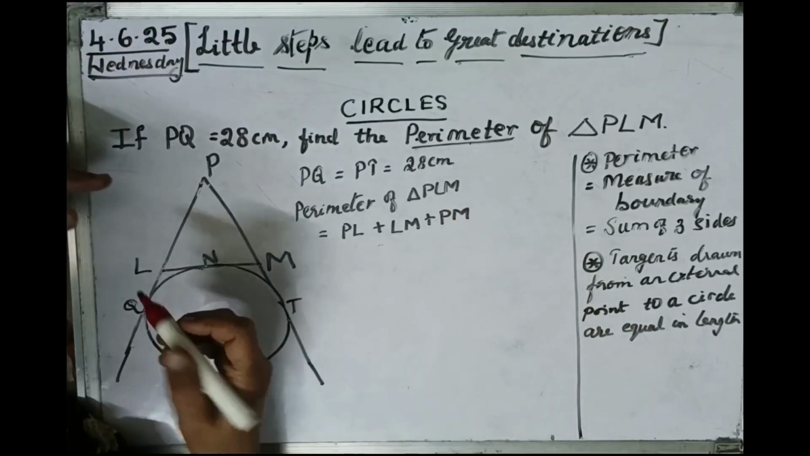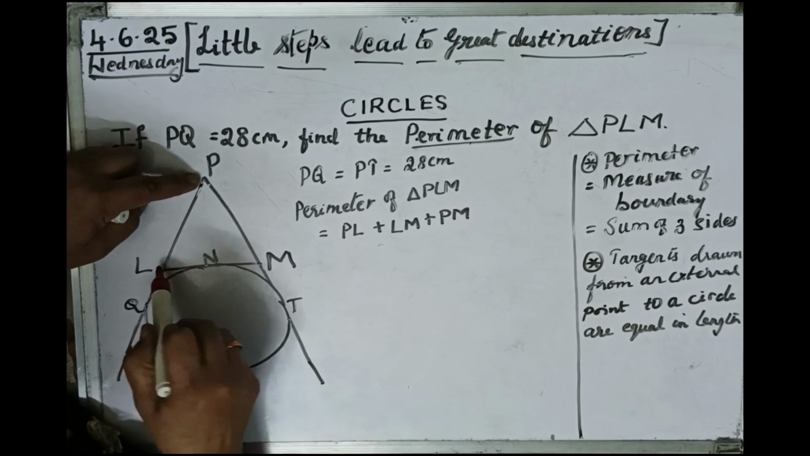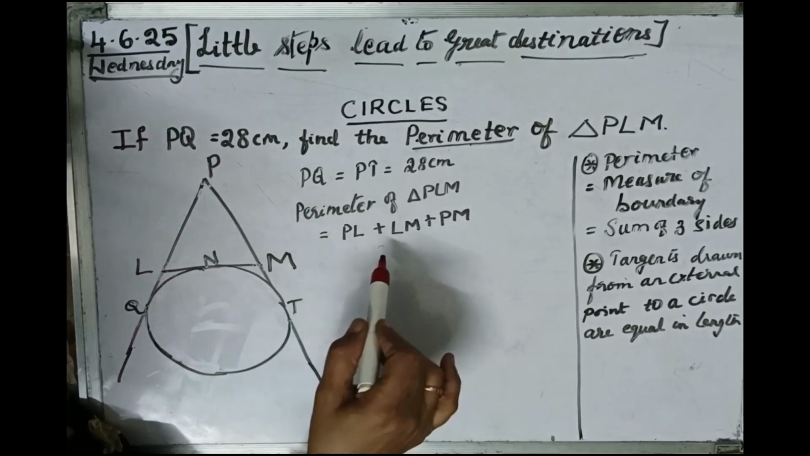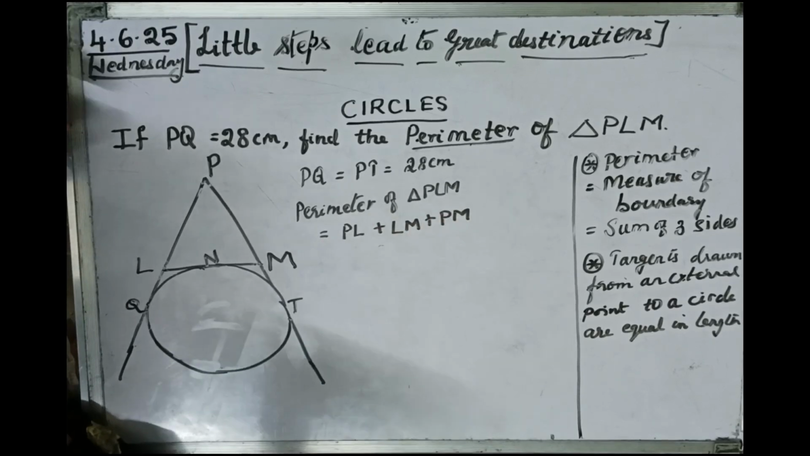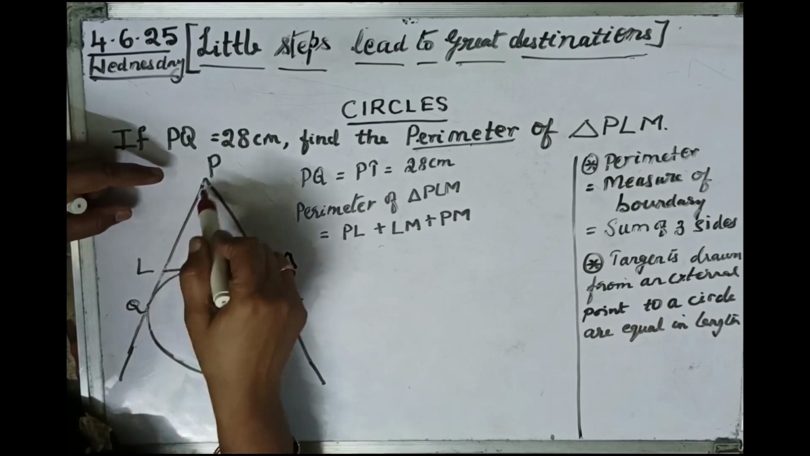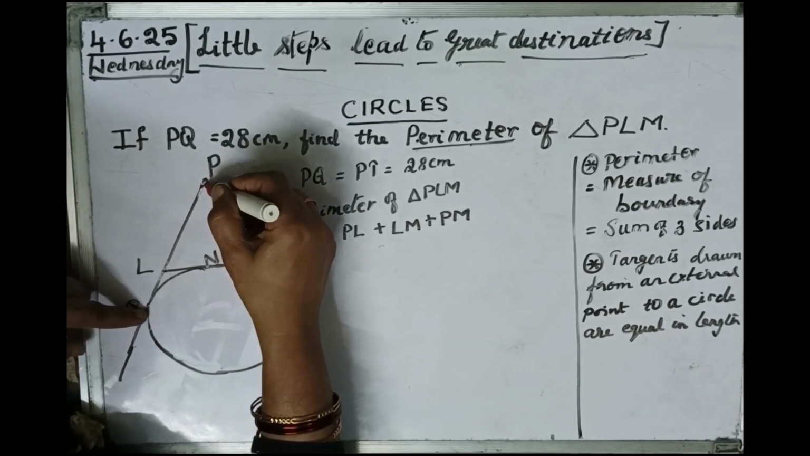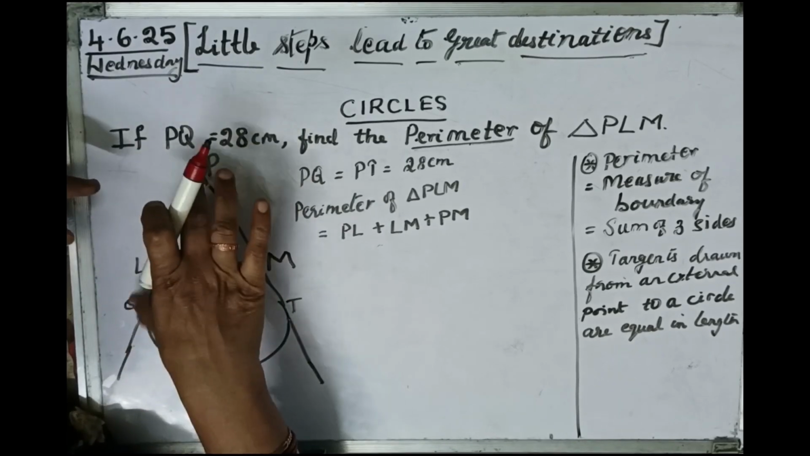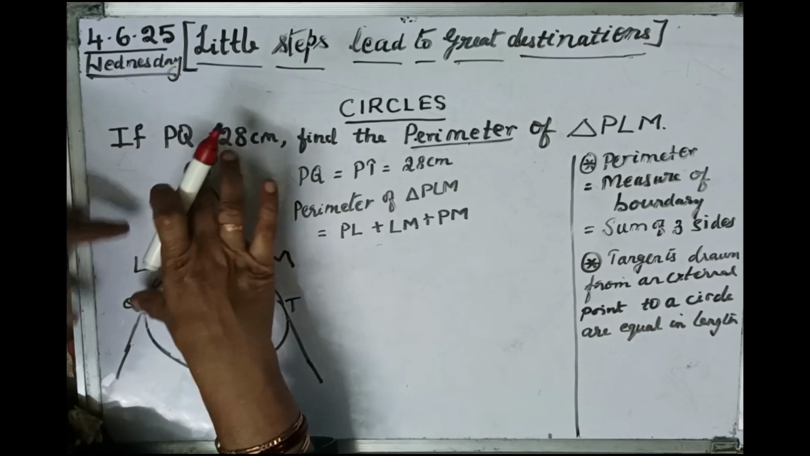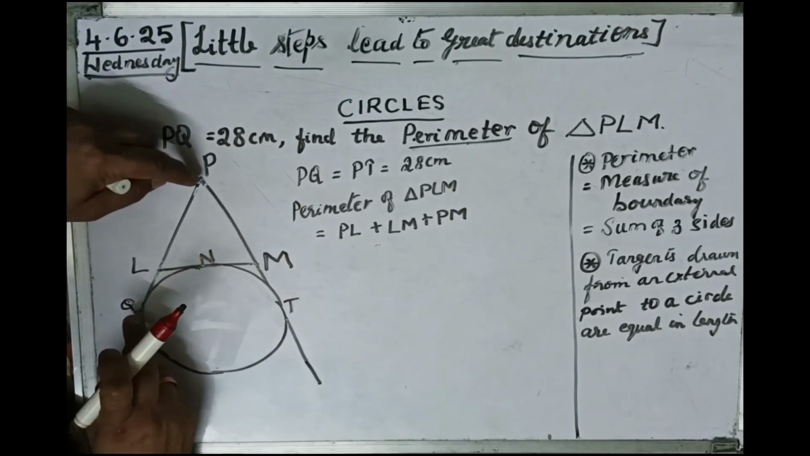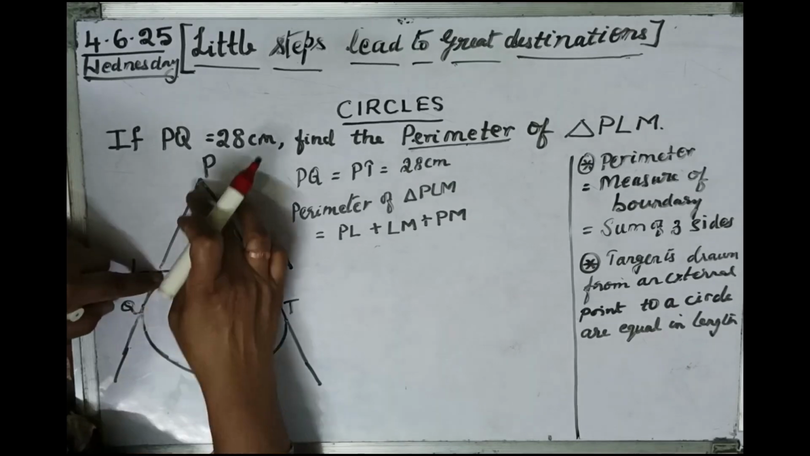Now we don't know the actual length of PL or LM or PM. We have only one length, 28. So using this, we are going to find out the remaining lengths. So how are we going to do that? PL is a part of PQ. PQ is this length. PL, you can see, is a part. It is the segment in the line segment itself. So we can use this length of 28 subtracted by another length LQ. That is, this total length minus this length will give you this length.